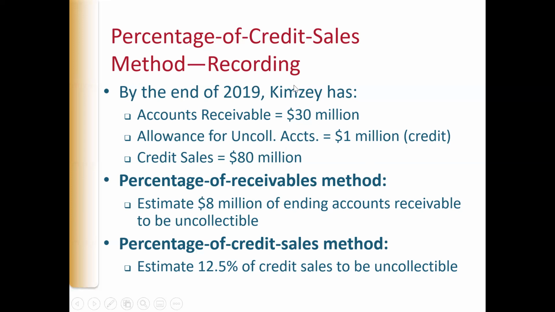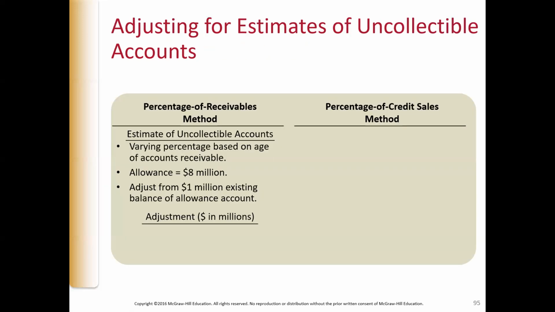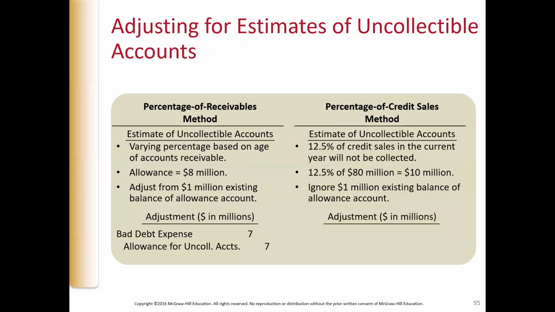By the end of 2019, Kimsey has accounts receivable of 30 million, allowance for uncollectible accounts of $1 million, and credit sales of 80 million. They're telling us under the credit sales method, we're going to estimate 12.5% of credit sales to be uncollectible. If we did the percent of receivables method, we estimate 8 million of the ending accounts receivable to be uncollectible. So that's why we have to plug in the number into the allowance for uncollectible accounts. But using the credit sales method, we just take 12.5% of sales, or 10 million.